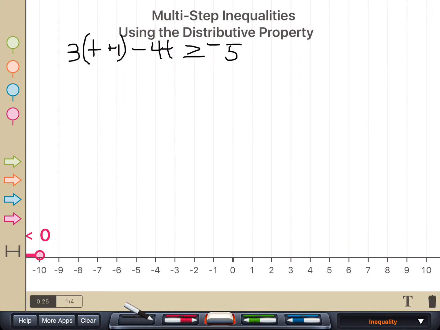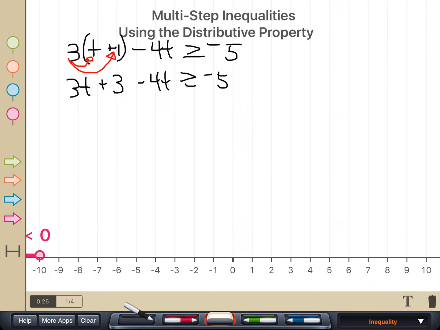So here we have 3 times (t plus 1) minus 4t is greater than or equal to -5. Now, the first thing we need to do here is use the distributive property. We need to distribute this 3 to the t and to the 1 inside the parentheses. So let's go ahead and do that. I'm going to end up with 3t plus 3, and I still have the rest of my inequality, so I still have minus 4t greater than or equal to -5. Okay, great. So that was the hardest part, really.